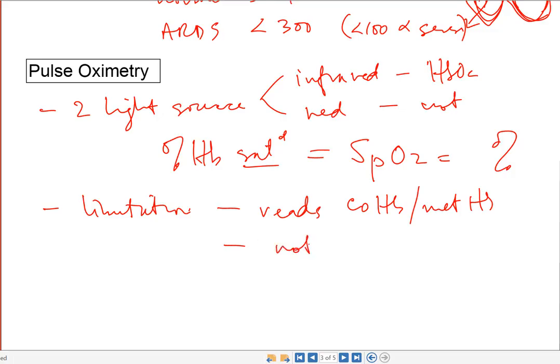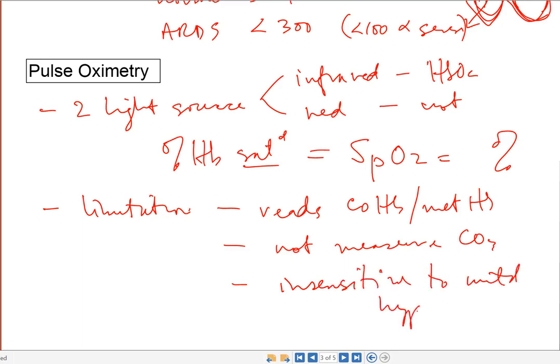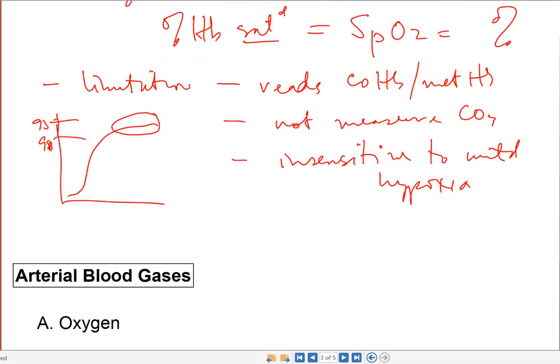Remember that this does not measure CO2. So this is not a measure of ventilation. The other problem is that it's really insensitive to mild hypoxia. And that makes sense because when we take a look at what the oxygen binding curve looks like, remember that it's got this sigmoidal shape. When you're talking out here in the mild degree of hypoxia, in the 90 to 95% saturation range, you can see there's very tiny differences on the curve to measure. So if you're looking for the mildest change of hypoxia, you're just going to have to go to blood gases.